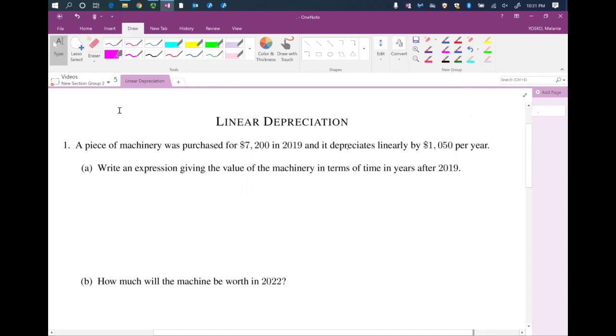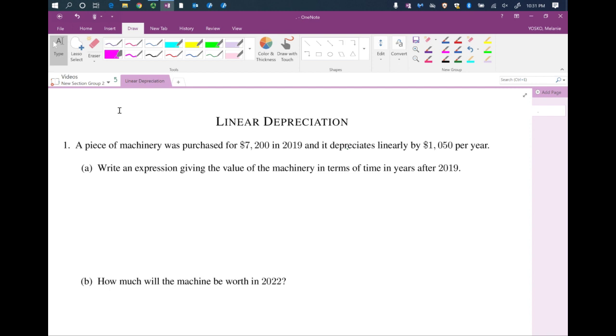Linear depreciation. So we have a word problem here. I know that's your favorite. Let's read it. A piece of machinery was purchased for $7,200 in 2019, and it depreciates linearly by $1,050 per year. Write an expression giving the value of the machinery in terms of time in years after 2019. And then there's more parts. We'll get to those in just a moment.